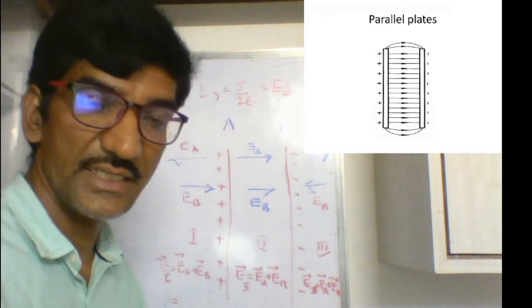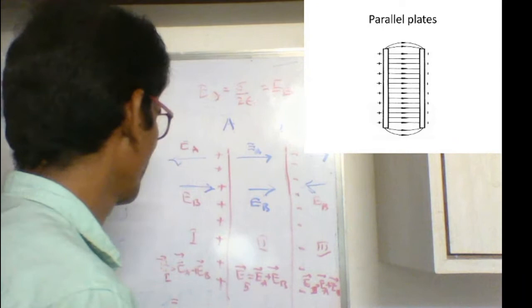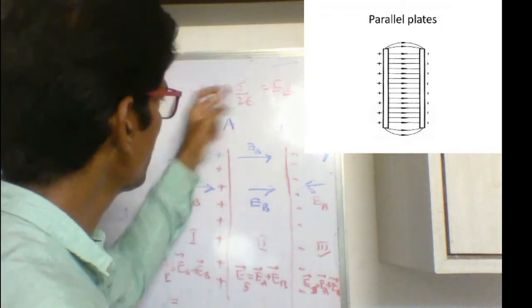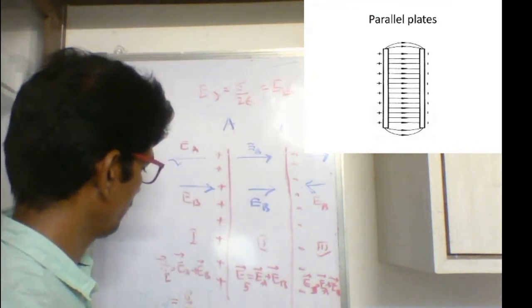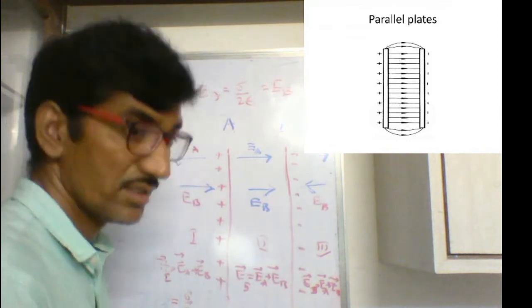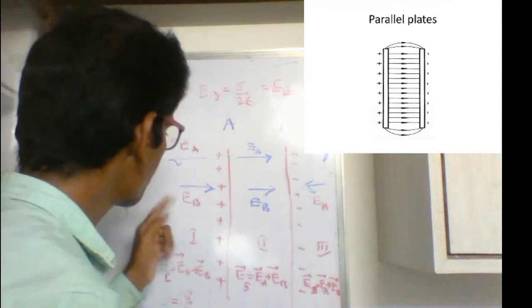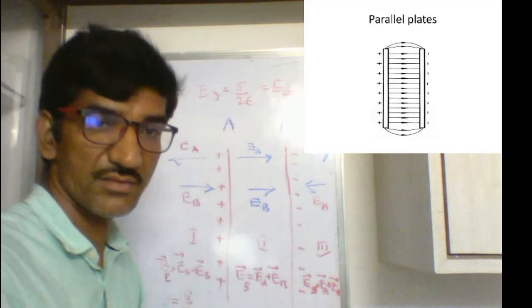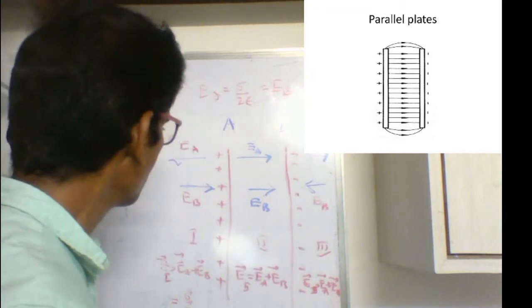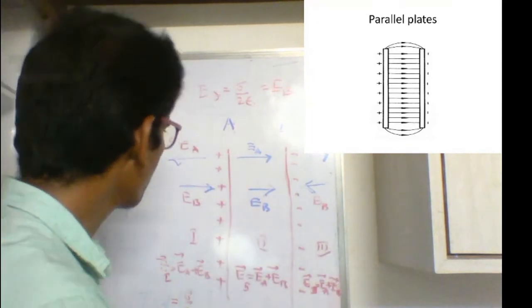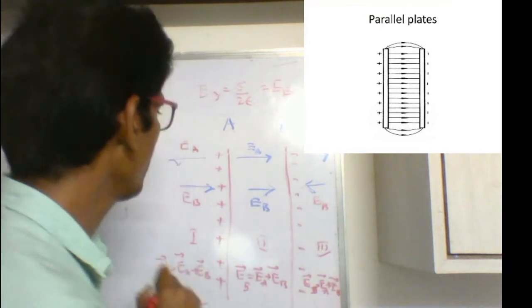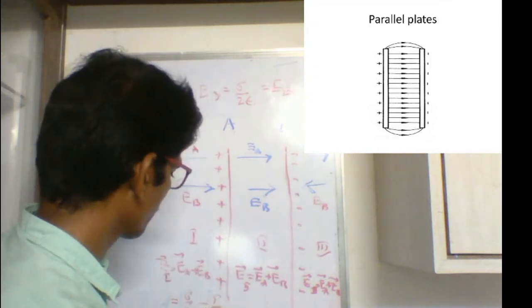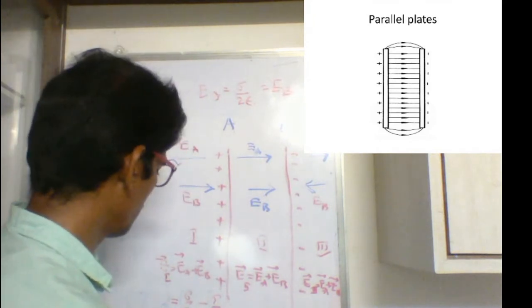Now let us go for the first one, field in region 1. See, how do you write this? Vector addition is there. EA is how much in magnitude? It is sigma by 2 epsilon naught. EB is also how much? Sigma by 2 epsilon naught. But it is pointing in this direction, so here you have to write the negative sign. If one is positive, the other is negative. Sigma by 2 epsilon naught minus sigma by 2 epsilon naught is equal to 0.